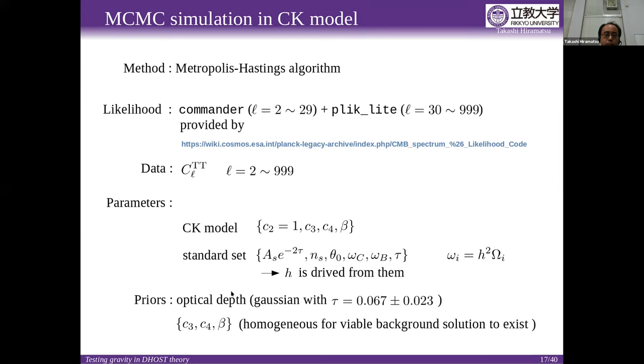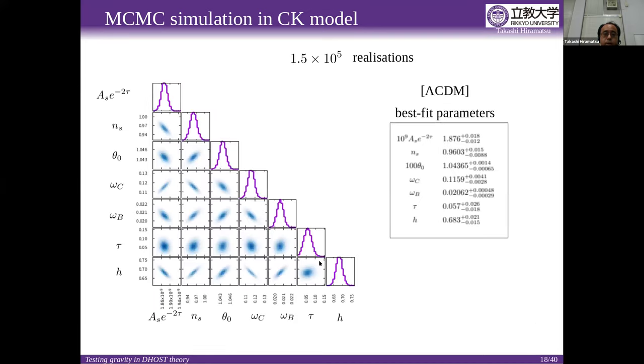And I impose the prior distributions for the optical depth in this way. And also, we have to impose some conditions on these Crisostomi and Koyama model parameters for a viable background solution to exist. So this is just a check in the Lambda CDM model. And then I can recover the usual best fit parameters. Actually, the reduced Hubble parameter is 0.68, which is just what is reported by the Planck paper.